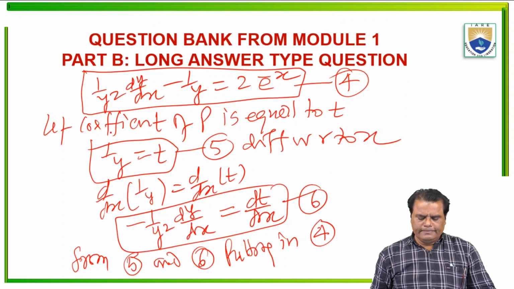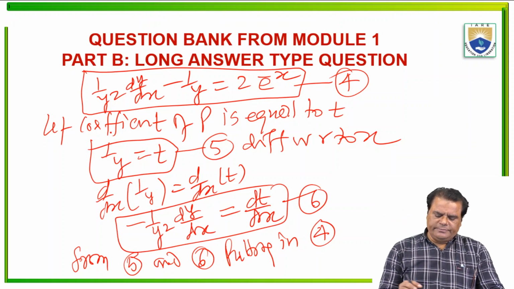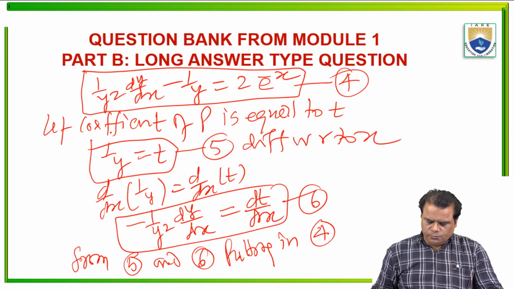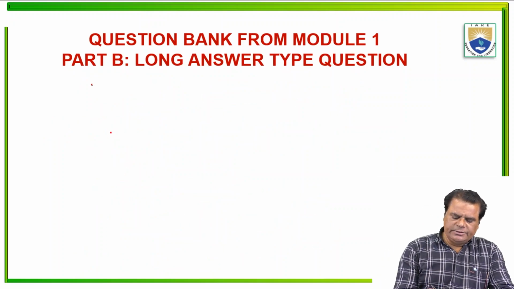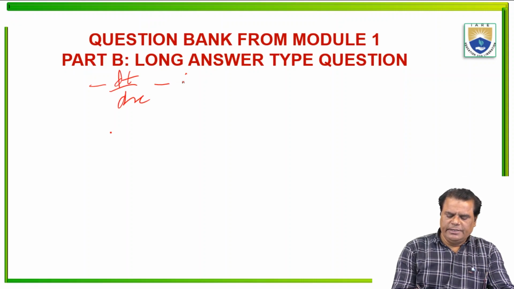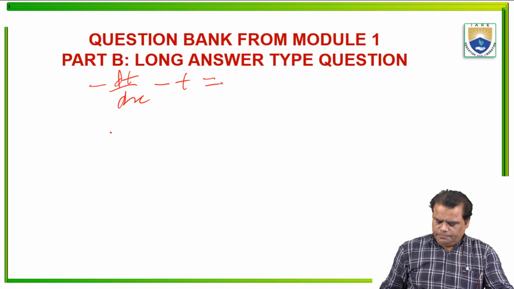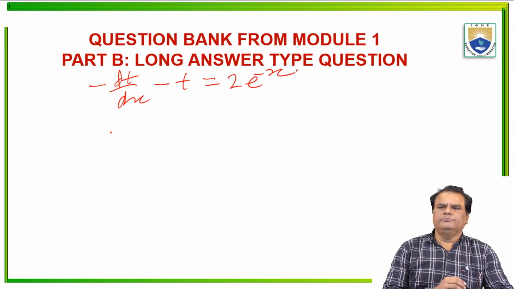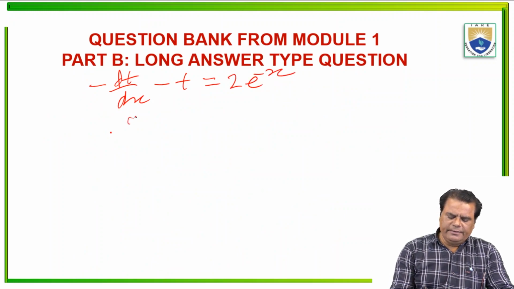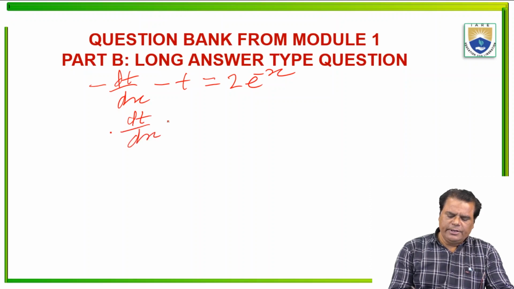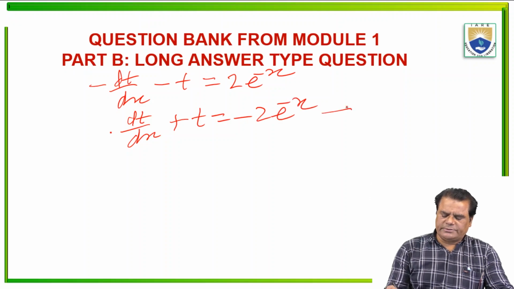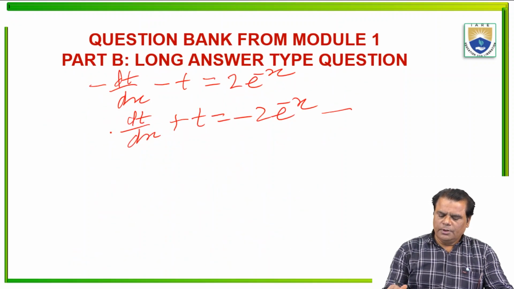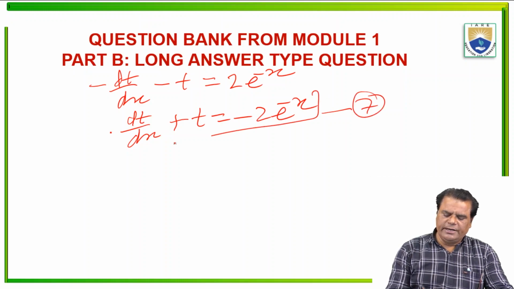So we write here this minus sign taking this side. So here minus dt over dx and here minus t equal to 2 e to the power minus x. Multiply minus sign. So dt over dx plus t equal to minus 2 e to the power minus x. This is equation 7. This is 100% linear.